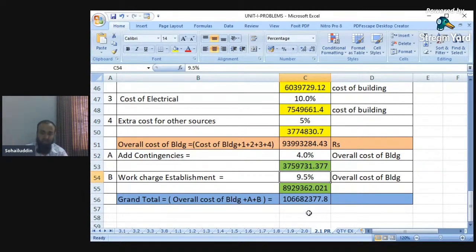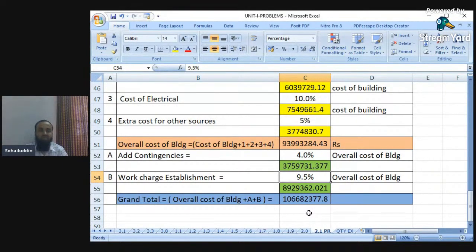There may be extra, such as the engineer's profit. Again a third subhead may also be added, such as engineer's profit as 10%. So heads may be changed, but the procedure and process are the same. Okay. The grand total cost of the building is nothing but this, 1010668237.8, the total cost of the building for the 5-story building.